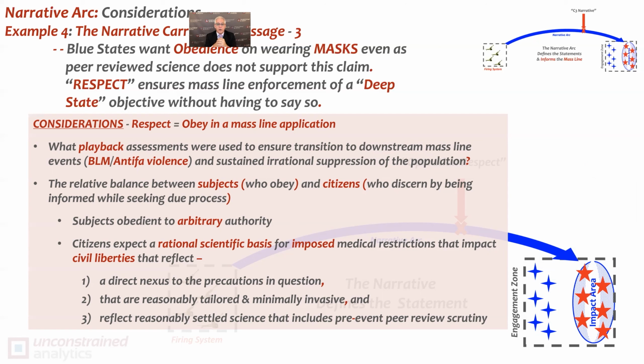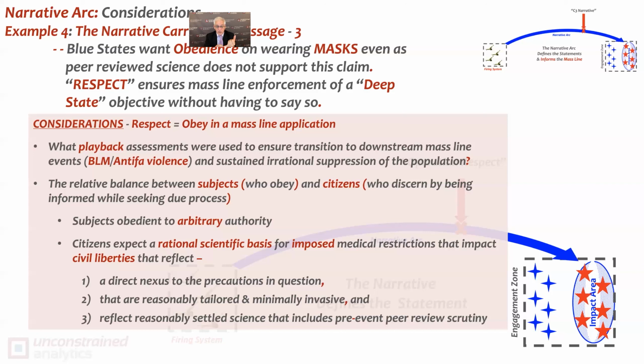So what playback assessments were used to institute the COVID-19 narratives? But now with the COVID-19 narratives in place, what playback assessments were used to ensure transition to downstream mass line events, the BLM Antifa violence that came within the zone of that COVID-19 narrative, which whenever that lost traction, they could revert to the dominant suppressive narrative and that sustained irrational suppression of the population? The relative balance between subjects who obey and citizens who discern by being informed while seeking due process. Do you see that those narratives have created a distinction between citizens and subjects? Subjects obedient to arbitrary authority, who could be told that people are deemed respectful, are pitted against citizens who expect a rational scientific basis for imposed medical restrictions that impact civil liberties.